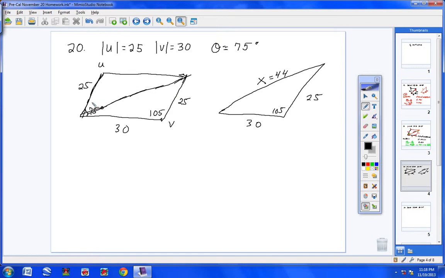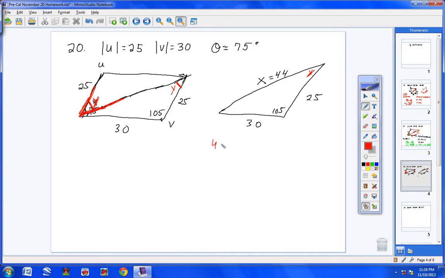Now they've asked us to find this angle right here. I'm going to change colors. This angle is formed by the resultant and vector u, and they want us to find that angle. We're going to call it y. That angle there is always going to be the same as this angle here, always. So if I find this angle here, that's the exact same angle as this angle over here. So I'm going to use law of sines.